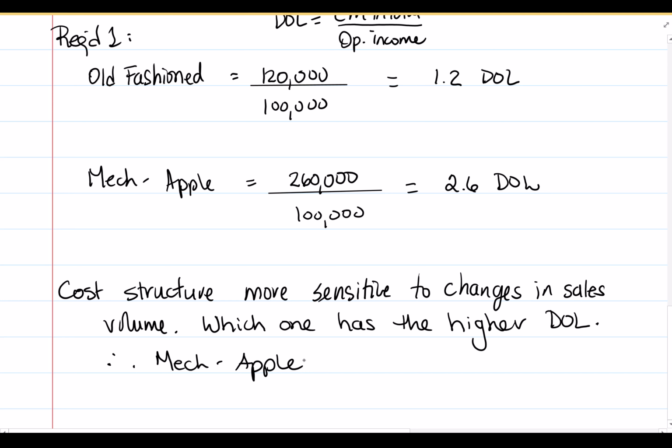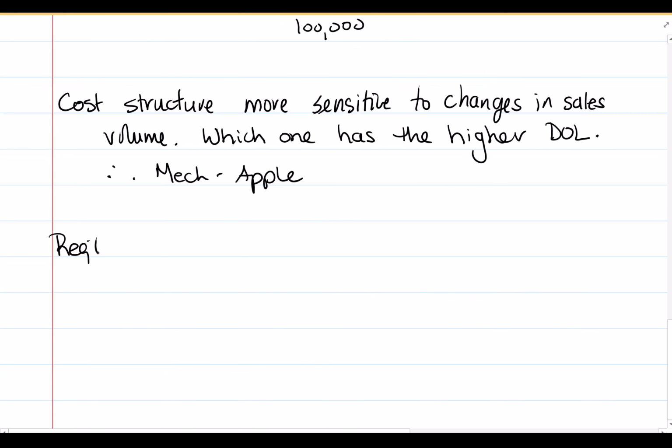Mech Apple is more sensitive to changes in their sales volume, meaning their operating income could change significantly if their sales volume changes. And let's just show that in required 2, because it says determine the effect on each company's operating income if sales decrease by 10%. I said do not prepare income statements. You could, in essence, just go and do the 10%, but you have to have your degree of operating leverage, so you might as well do it just that way.